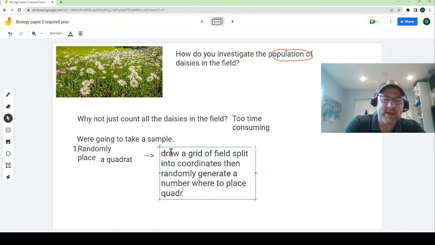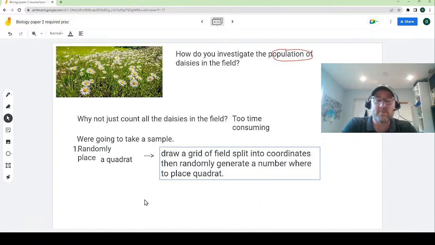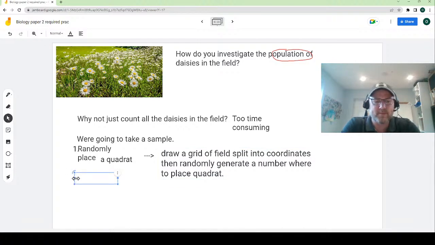Now just in case they go into depth, like how would you randomly decide where the Quadrat's going to go, a 3-mark question, then you can say, look, draw a grid of the field, split it into squares or a map of the field, number them 1 to 20 or however many squares go in the field, and then generate a number and go and place the Quadrat there. So most of the time you're just going to have to say place the Quadrat randomly, and then you're not going to need to go into that much depth.